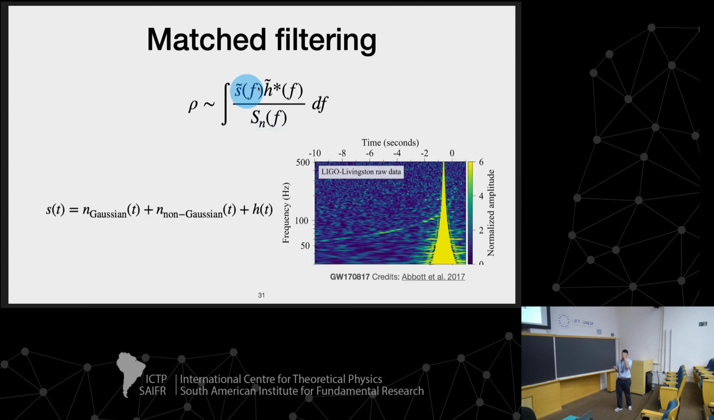In the matched filtering, then we need the signal, what is actually coming from the detector. Signal is made up of three components: Gaussian noise, non-Gaussian noise, and the actual signal. So if you look at this spectrogram again, this is of GW170817 of LIGO Livingston. You see the signal clearly, the banana shape. This is our neutron star merger.